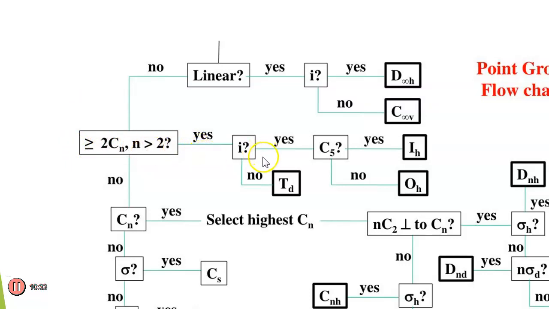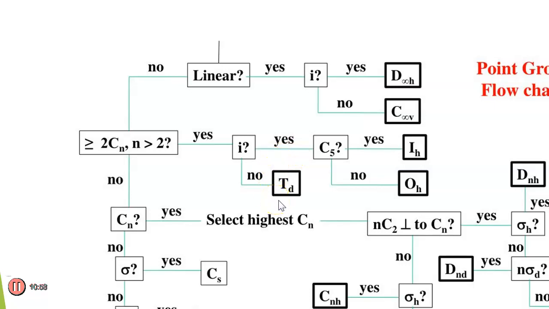Then find out whether there are n C2 axes perpendicular to Cn. If the answer is yes, check whether it contains sigma h. If it contains sigma h, then the point group will be DnH. If it does not contain any sigma h, then check whether it contains n sigma d. If the answer is yes, then the point group will be DnD. If the answer is no, then the point group will be Dn.